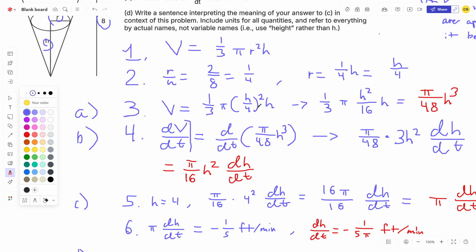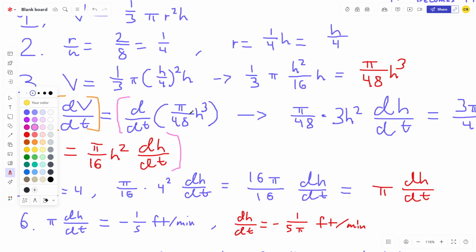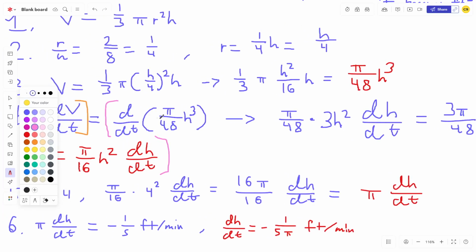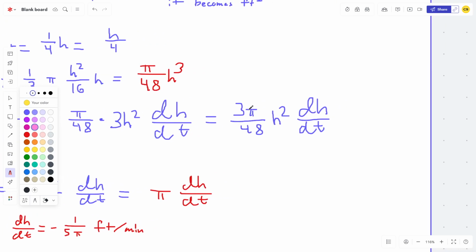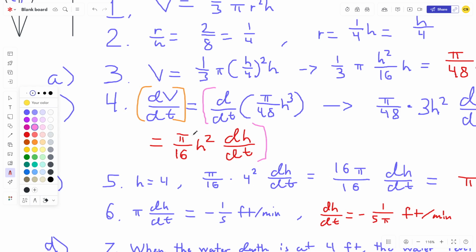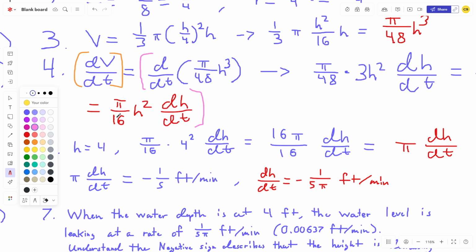I'll outline this in orange for a later explanation. So d over dt, we'll equate these. So dV over dt equals d over dt of pi over 48 h cubed, which will take the derivative of this. So it's pi over 48 times 3h squared dh over dt, and we'll say that it's 3 pi over 48 h squared dh over dt, which will simplify into pi over 16 h squared dh over dt. So we can say dV over dt equals this.